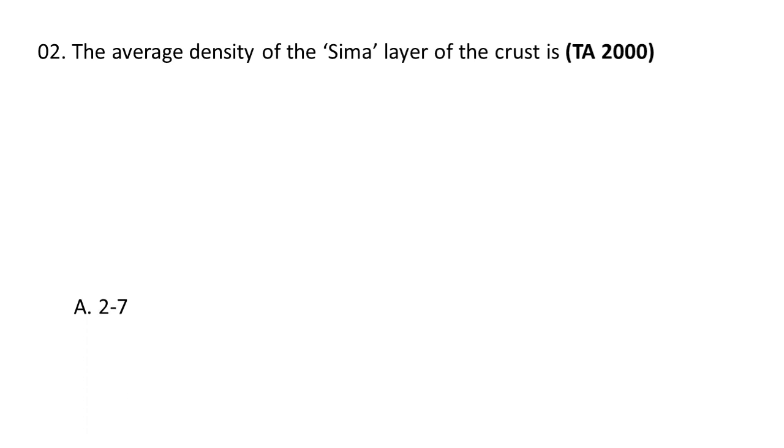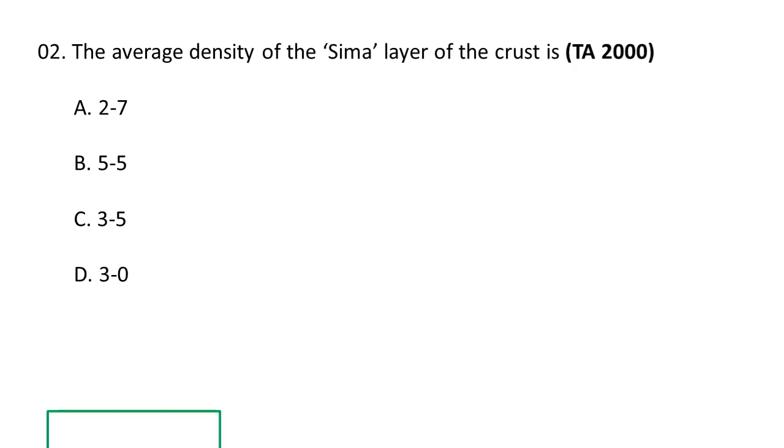Next question. The average density of the sima layer of the crust is A. 2.7, B. 5.5, C. 3.5, and D. 3.0. The average density of the sima layer of the crust is 3.5. The average density of the sima layer of the Earth's crust is in between 3.1 to 5 grams per centimeter cube. So, C. 3.5 is the correct option.